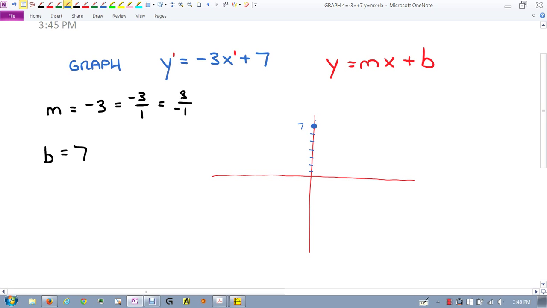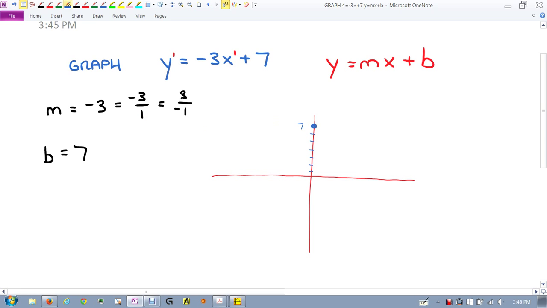Now take me to another point. Where do you want me to go from here? I can go up 3 to 10. Which way over? Left 1. So you would be using this to do that, right? That's one option. Another option would be to use this, which would tell you what? Drop 3 down and then move right 1. Let's do both. You're going to see they create the same line.